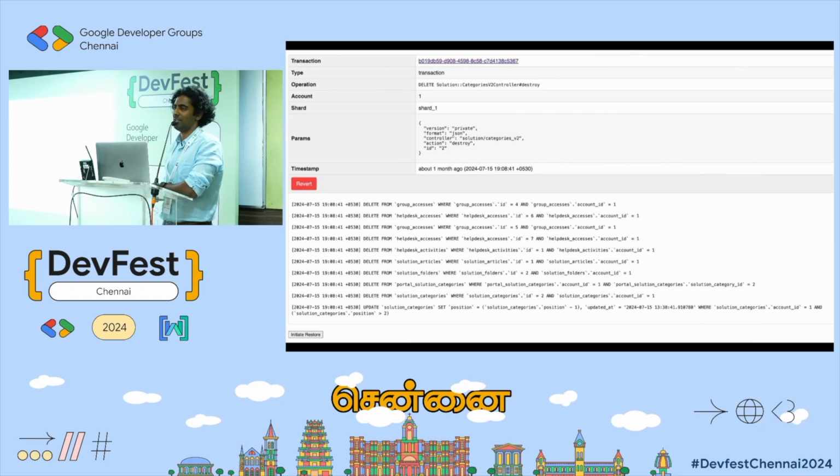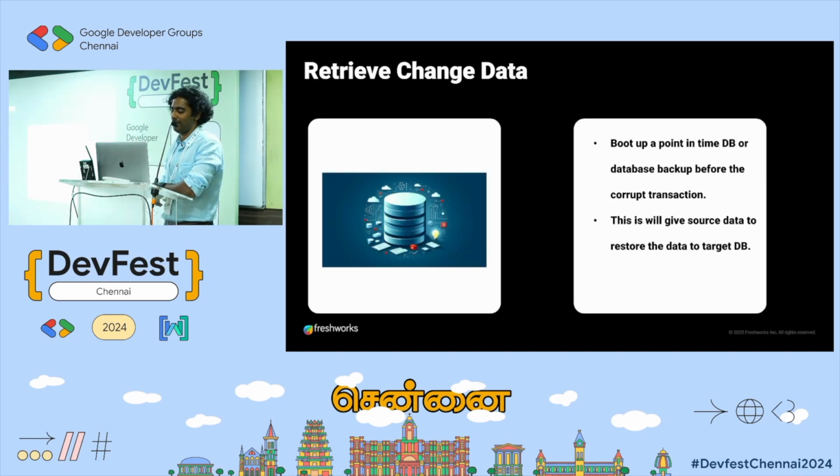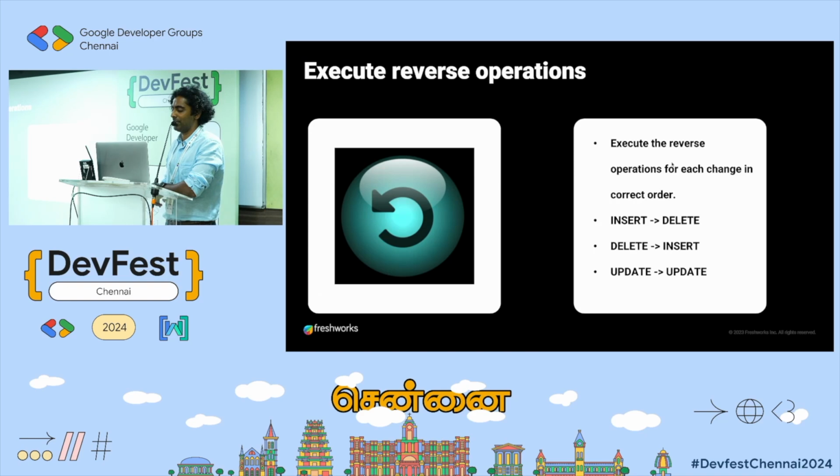Because your databases will have foreign keys if it's a relational database, and you cannot directly insert the first one here because the foreign key wouldn't even exist. So if operations happened 1, 2, 3, you have to execute the reverse operations in the order 4, 3, 2, 1. You have to execute the reverse operation for each change. If an insert happened, you have to delete it.